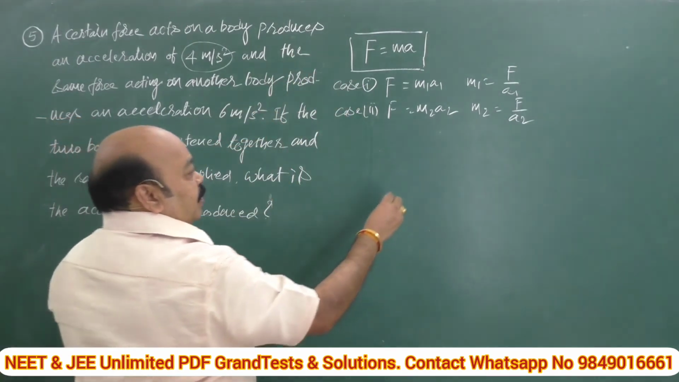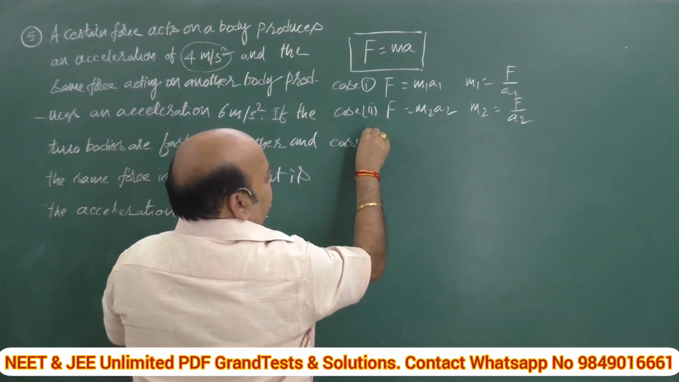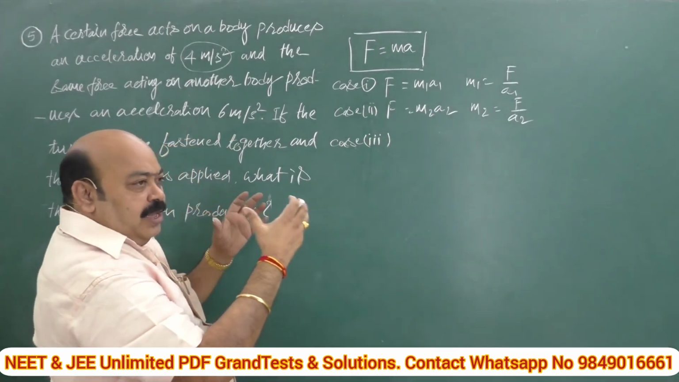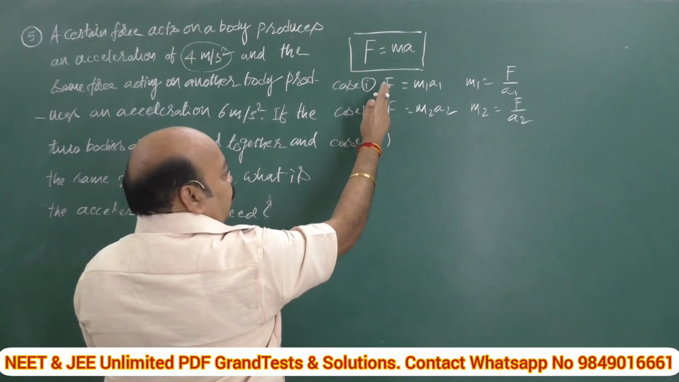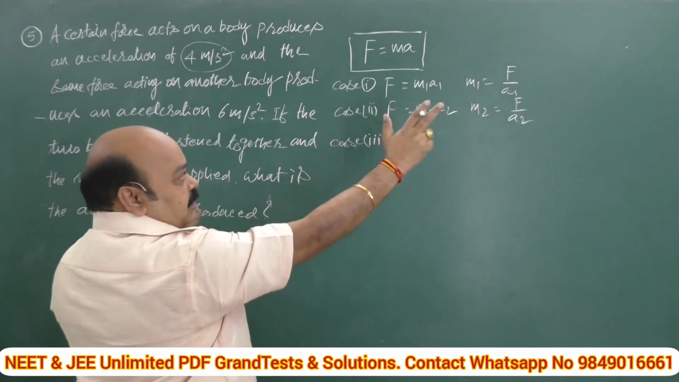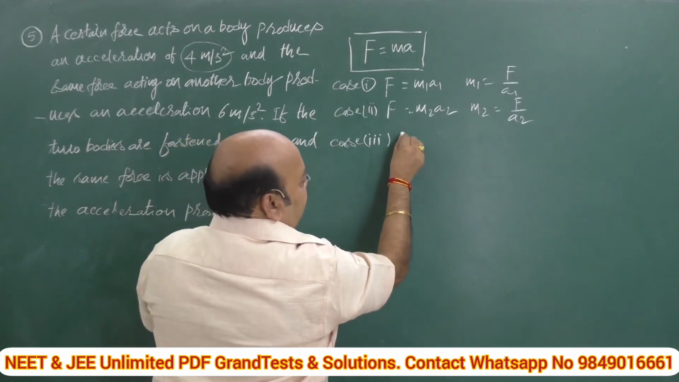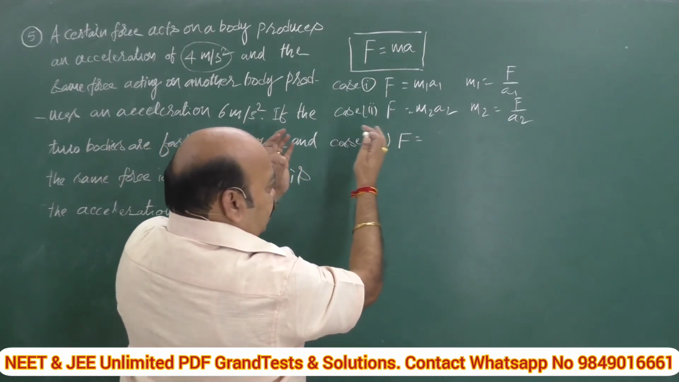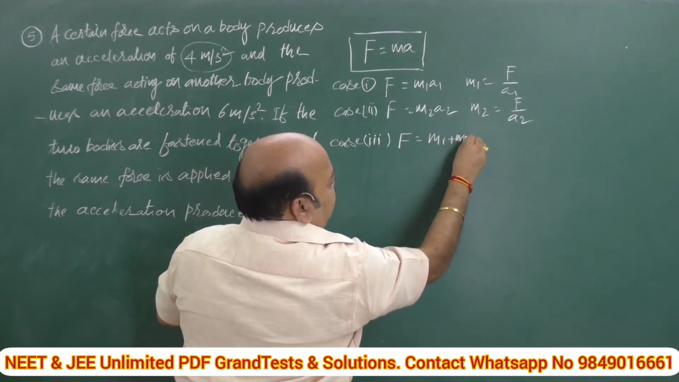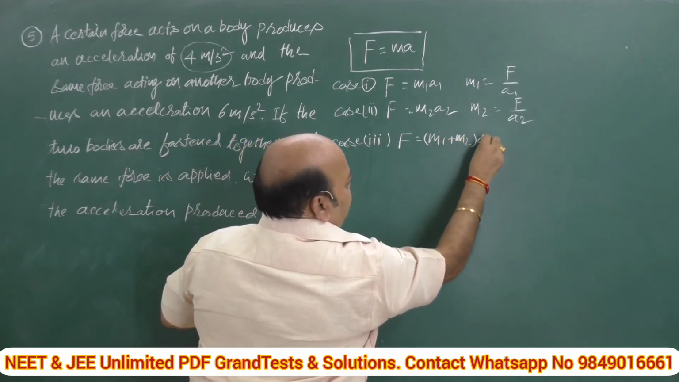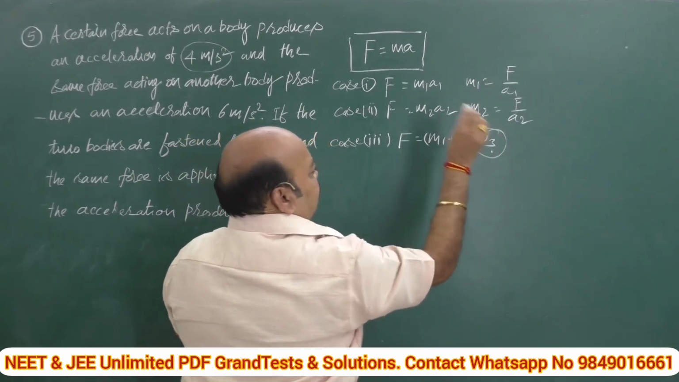Now see case 3. These two bodies are fastened together, that means these two masses are kept combined, and the same force is applied. That is why I am not using F1, F2, F3. In all cases, I am using the same force F. Here also in case 3, what is the equation? F is equal to the two masses fastened together, m1 plus m2, into a3. Now our job is to find out this acceleration.